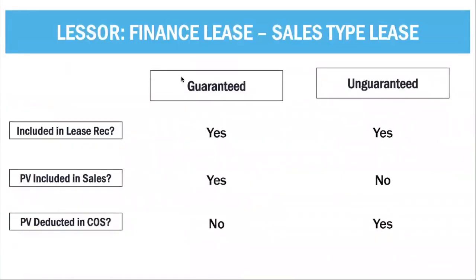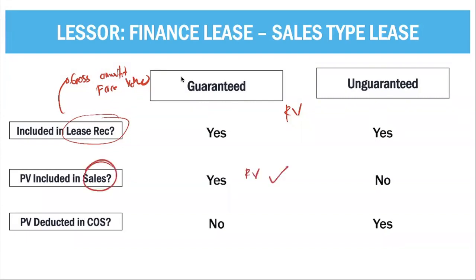Now, in your finance lease, sales type lease, there is a difference in case there is a guaranteed or unguaranteed residual value. So what is the effect of that guaranteed or unguaranteed residual value as to your lease receivable, sales, and cost of sales? In a guaranteed or unguaranteed residual value, they are still placed on your lease receivable. Take note, this lease receivable, as we have discussed again, is based on your gross amount or the total face value of the lease. Next, whether it is included in sales or cost of sales. So the residual value is placed in your sales in case it is guaranteed, while the residual value is placed in your cost of sales if it is unguaranteed.